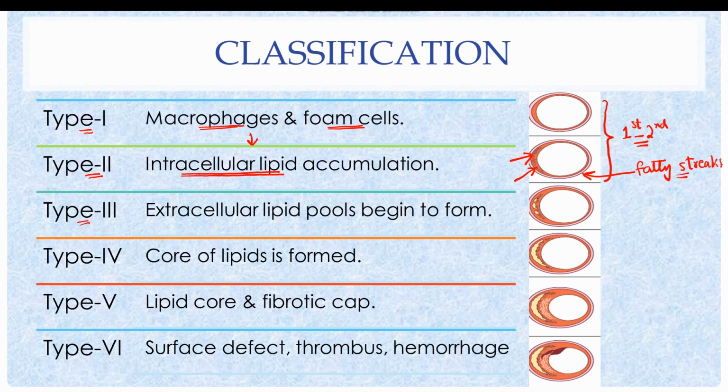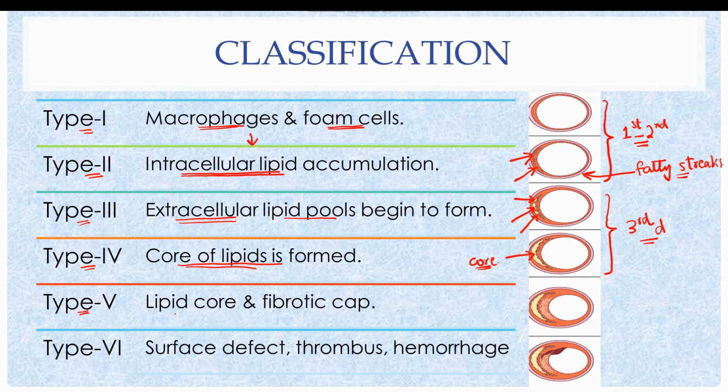Type 3 atherosclerosis is characterized by the presence of foam cells and extracellular lipid pools. As you can see, there are lipid pools present inside the atheroma. Type 4 is the formation of a large core of lipids. This is a large lipid core which contains low density lipoproteins as well as certain necrotic macrophages. Type 3 and type 4 atherosclerosis occur in almost the third decade of life.